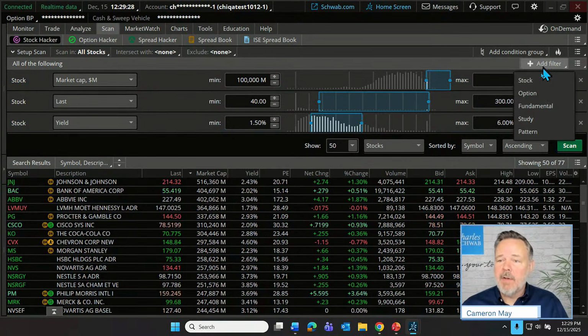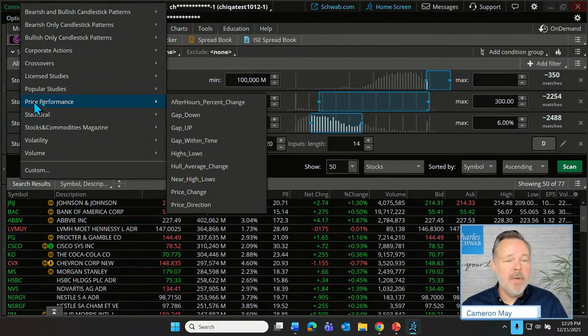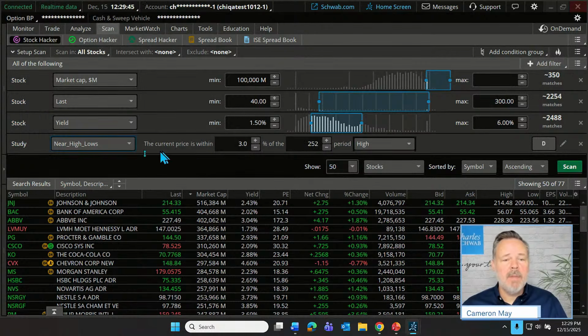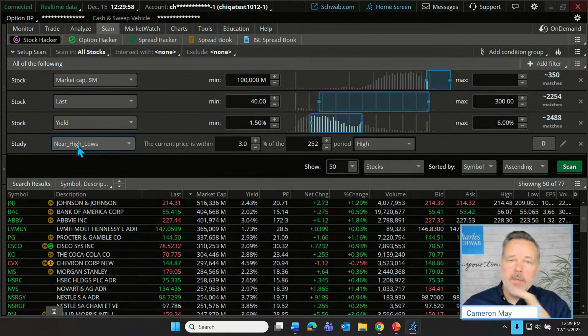Let's click on Add Filter, and it's going to be a study or a chart filter. And specifically, this one relates to price performance. That was priority number 4, and I'm going to choose near high lows. You've seen me demonstrate this before, but really this is just telling the system we want our price to be near either highs, in the case of, let's say, the trader looking for bullish behavior in price, or near lows for bearish behavior.